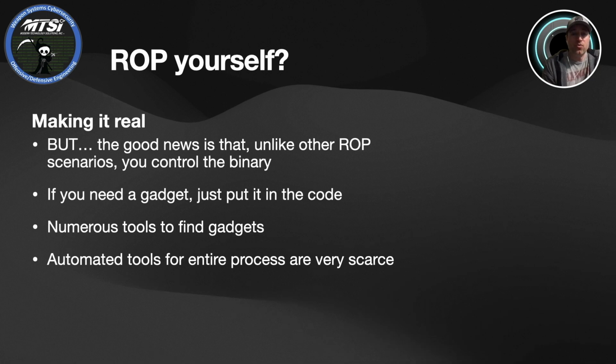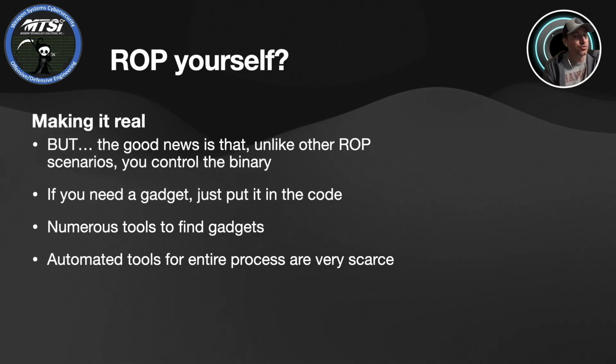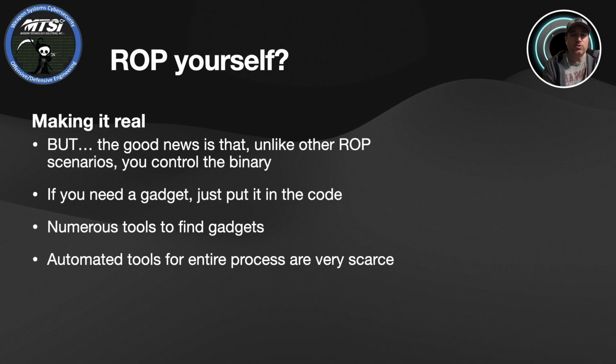But the good news is when you're ROPing yourself versus trying to ROP somebody else's program, you control the binary. Remember, we talked about before, one of the limitations of ROP is you have to live with the programs as they're compiled with the gadgets that are in there. But if you control the program, you control the source code, you can put whatever you want in there. So if you need a gadget, just put it in the code. That's very, very powerful for you to be able to do yourself. There are numerous tools to find gadgets. We'll talk about them in the demo and here at the end of the brief. And there are some automated tools, but there's not a lot. This is still a very manual process. And I'll show you how I tried to do some automation using scripting and Python during the demo.